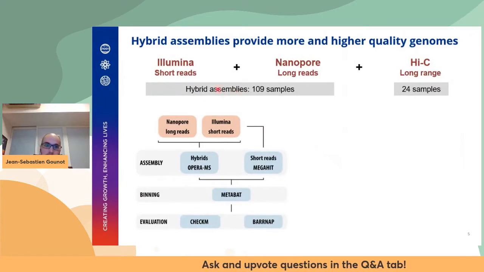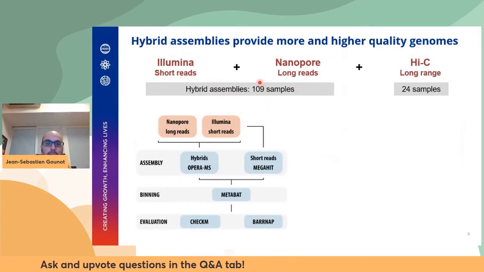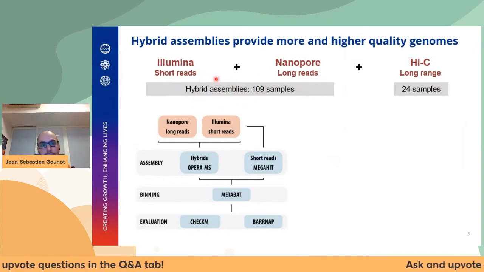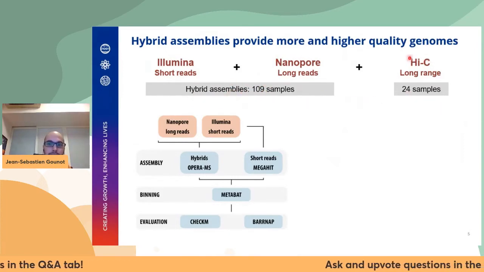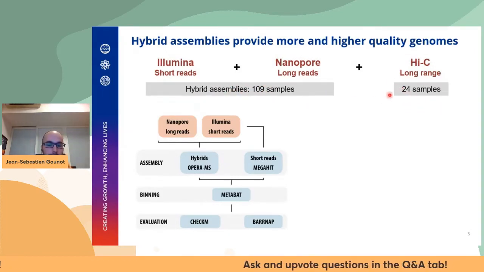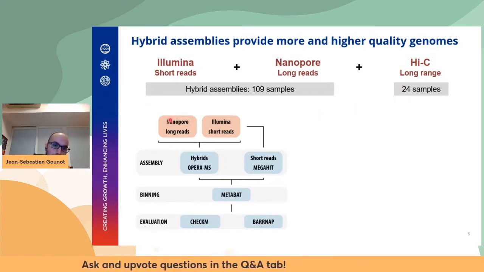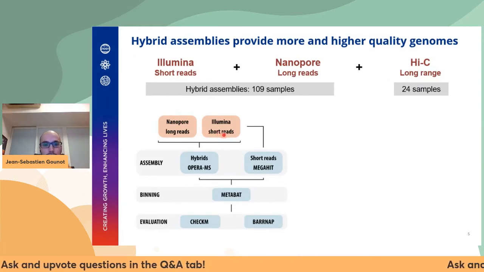As I said, we did Illumina and nanopore sequencing for 109 samples, allowing the hybrid assemblies. We also did Hi-C sequencing for 24 samples. I will just have one single slide on it. So the first goal was to show the interest of hybrid assemblies.